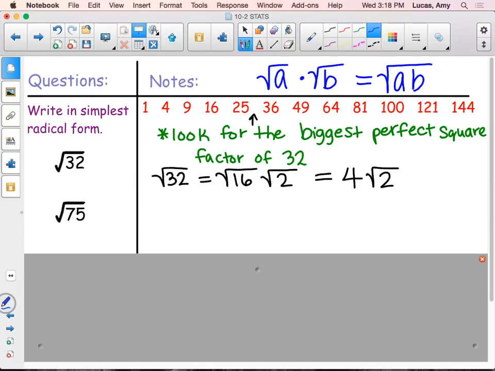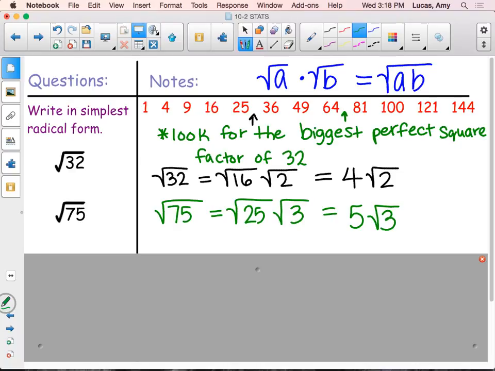My next example, square root of 75. 75 would fall between 64 and 81. If I check the smaller numbers, 75 does not divide evenly by 64 or 49 or 36. It does divide evenly by 25. 75 is 25 times 3. So I can split it into the square root of 25 times the square root of 3. The square root of 25 is 5. The square root of 3 is not a perfect square. So my final simplified answer is 5 times the square root of 3.